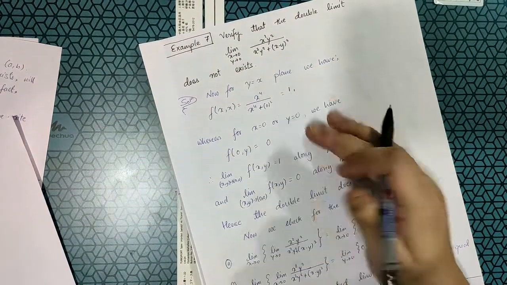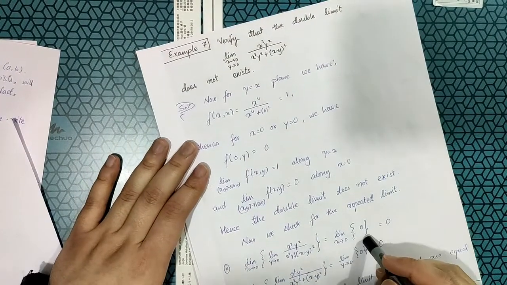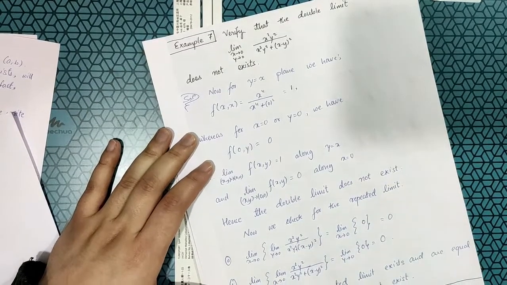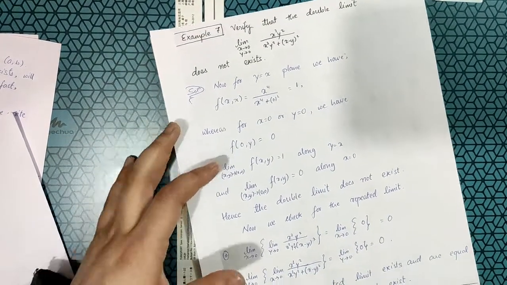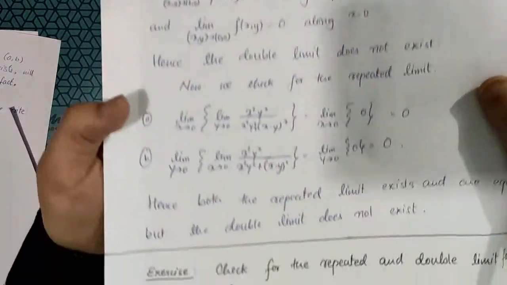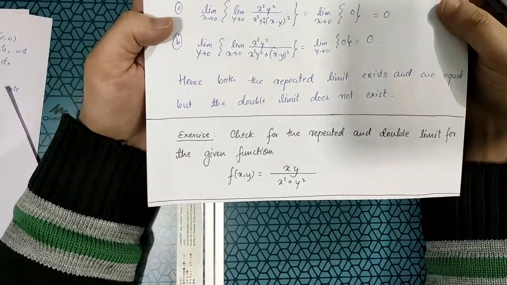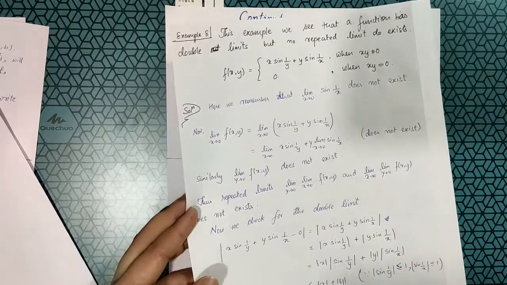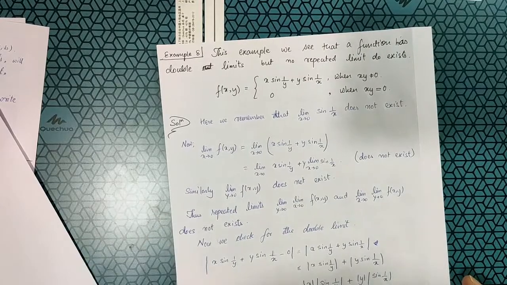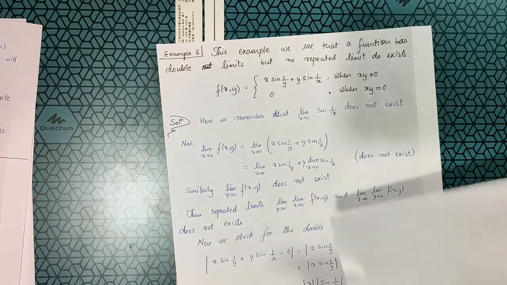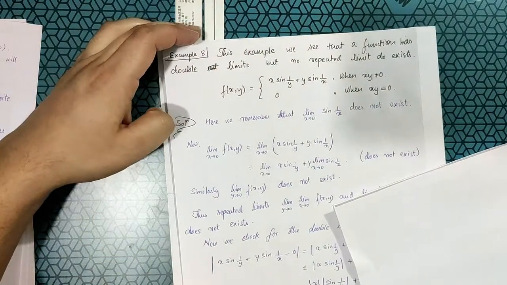So from this what we understand is, even if both the repeated limits exist and they are the same, it might happen that the double limit does not exist. We have one example which is homework, so try it. We do the last example for our repeated limit or limit, and we'll start with continuity in the next class.